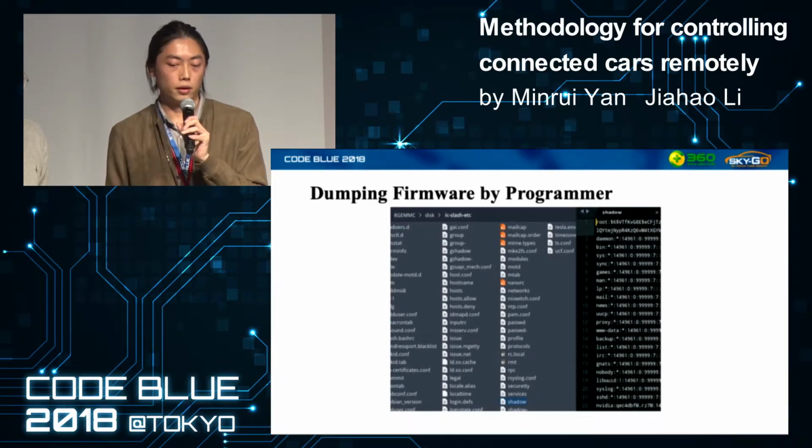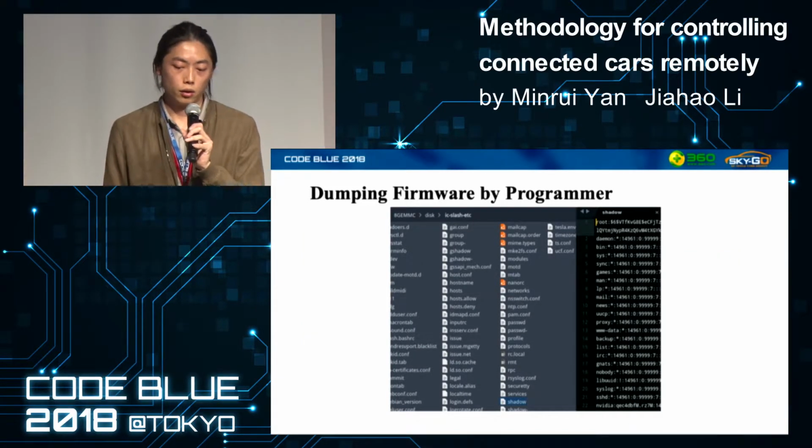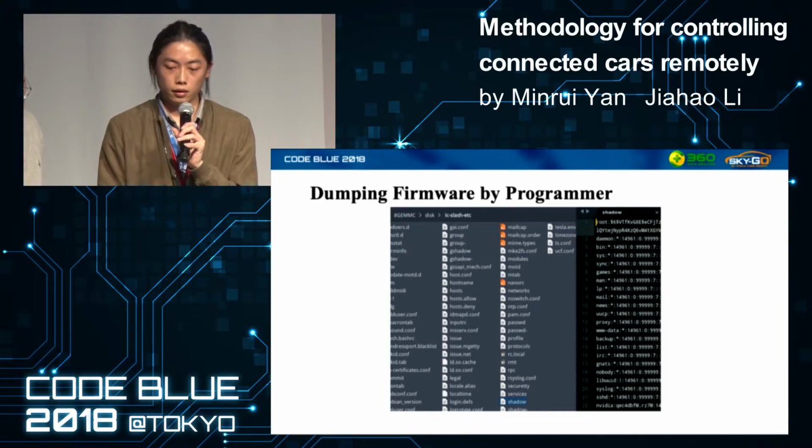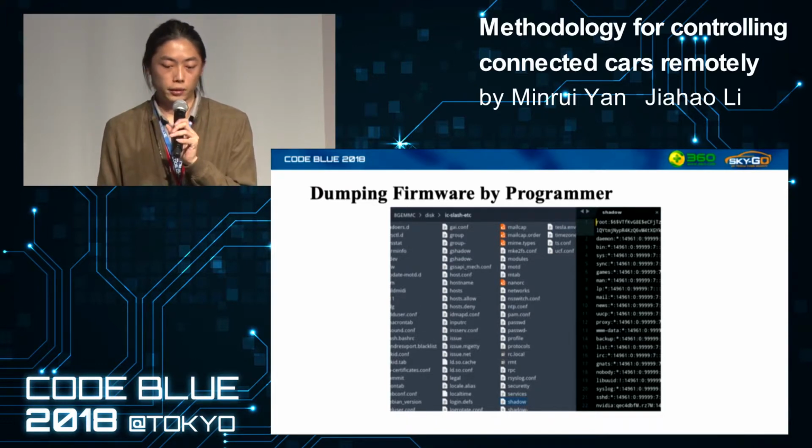This picture shows the Tesla eMMC files we extracted. We can find the root hash in the shadow file, and there are browser dynamic libraries in another directory. It's a WebKit kernel. You can debug the browser kernel on your simulator.